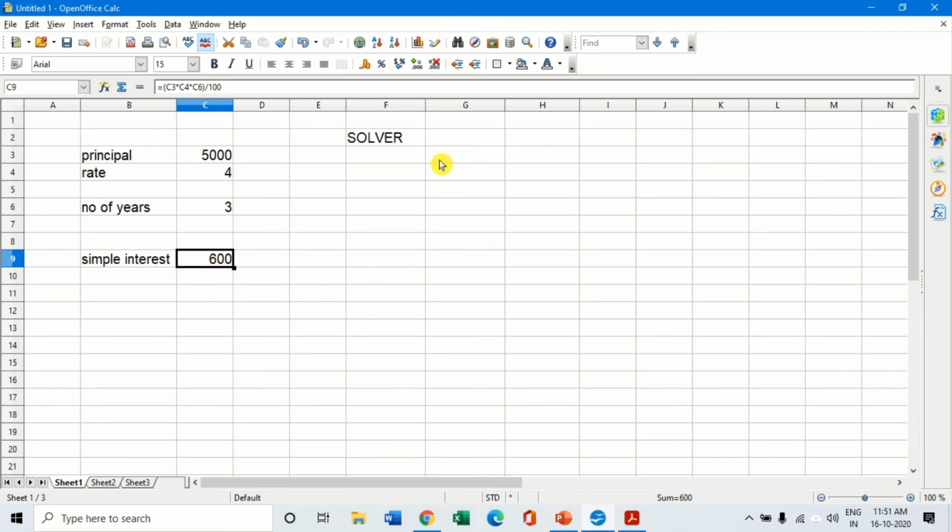But here suppose I want a particular condition: the maximum that I want to invest as principal is 7,000 rupees. I don't want more than that. And my rate of interest can be greater than 3, but it should always be less than 6. So this is the condition. Let's take a condition whereby the interest rate I can afford is greater than or equal to 3, but it should always be less than or equal to 6, not more than that.